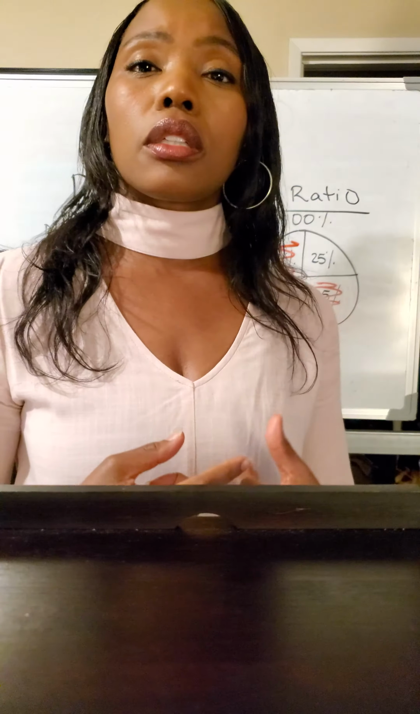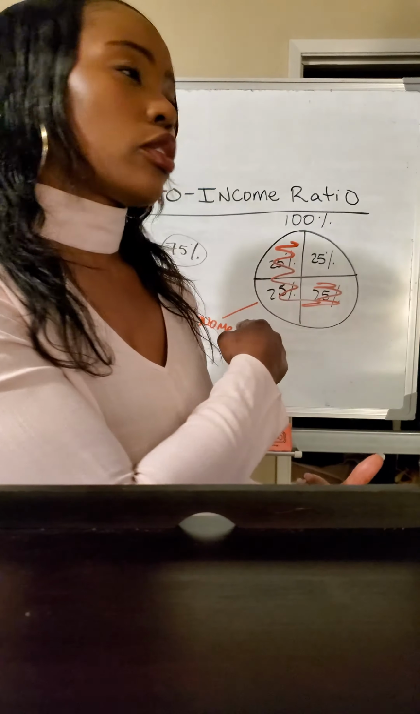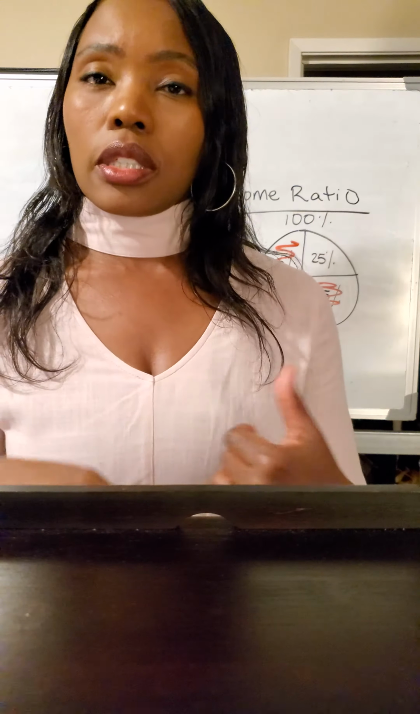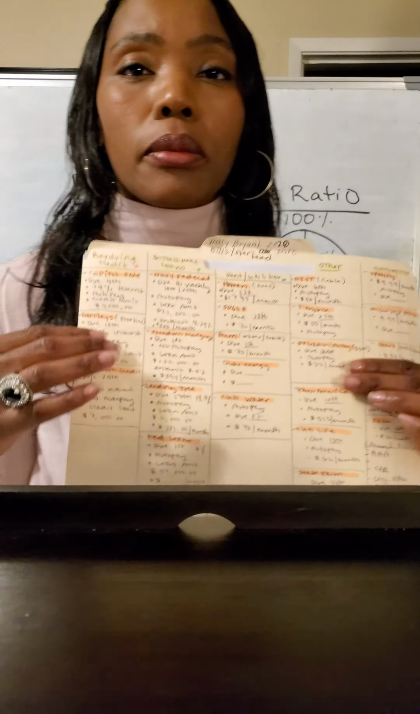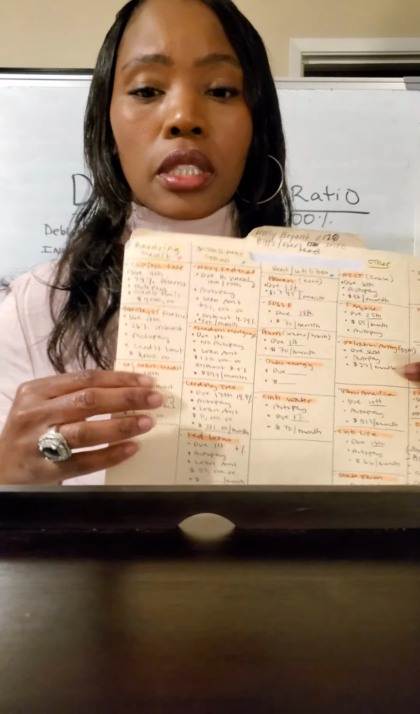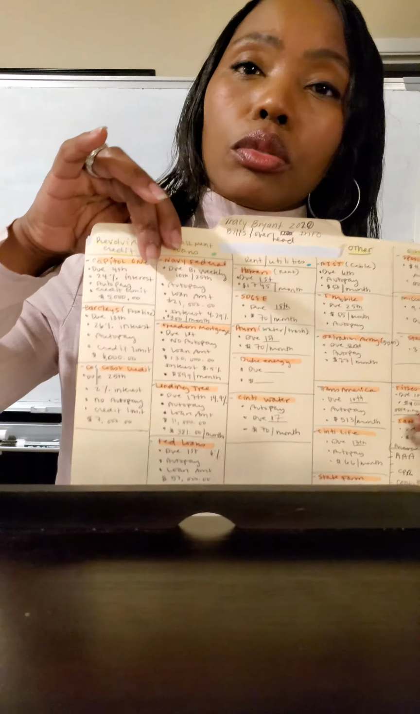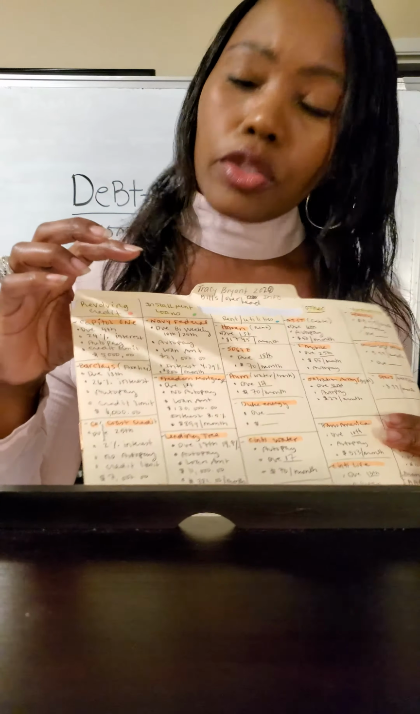Okay, so we talk about debt to income ratio. Got to know what's coming in, what's going out. I want you guys to take your debt, list it out, and then divide it by your income. Now, hopefully you all got the manila folder that I had recommended. We're going to just focus on the first two columns, which are revolving credit and your installation loans.